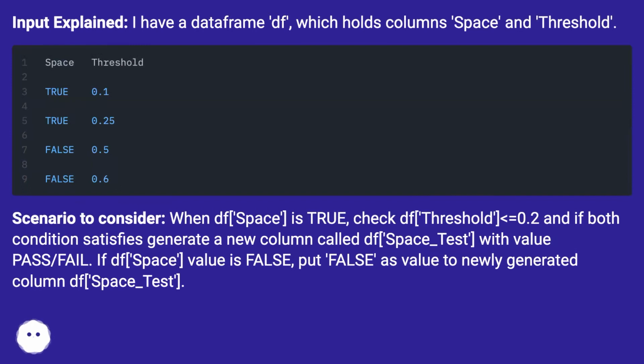Scenario to consider. When df space is true, check df threshold, lower or equal to 0.2, and if both conditions are satisfied, generate a new column called df space underscore test, with value pass/fail. If df space value is false, put false as the value in the newly generated column df space underscore test.